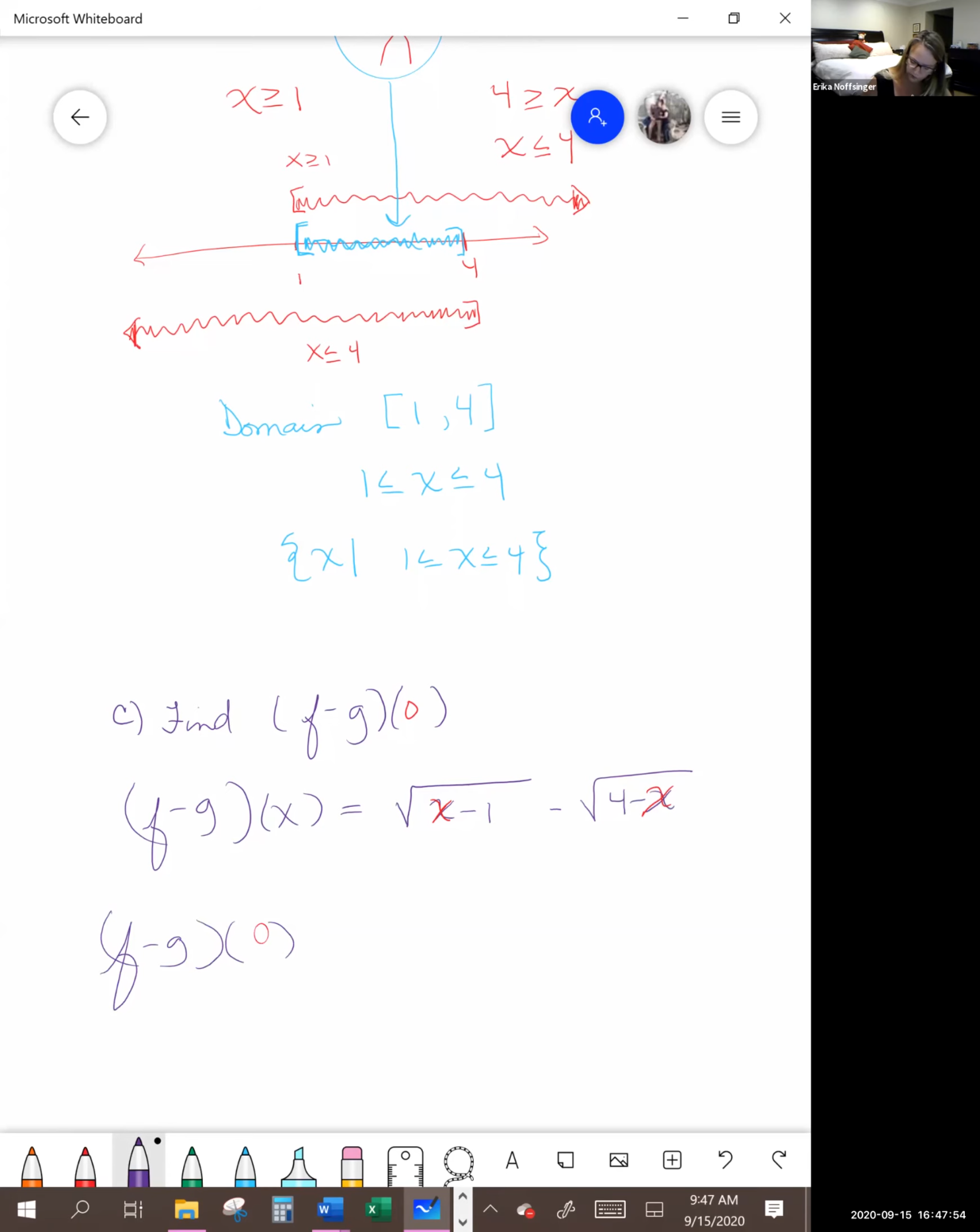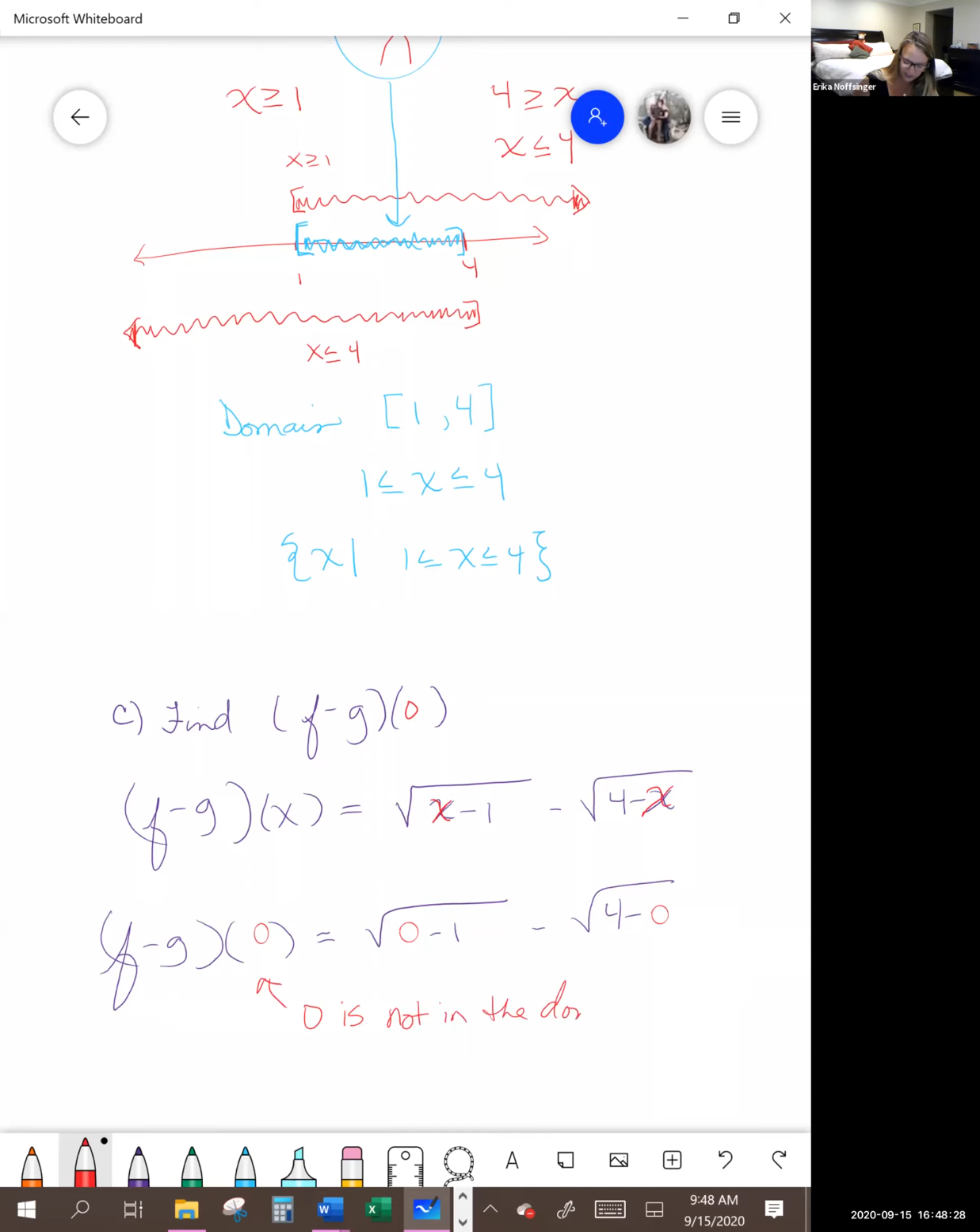That's equal to the square root of 0 minus 1, and this is where I'm going to have a problem, right? Minus the square root of 4 minus 0. Here I'm getting an imaginary number. If I look back up, I chose 0, but 0 is not in our domain. Let's actually choose one that is in the domain.